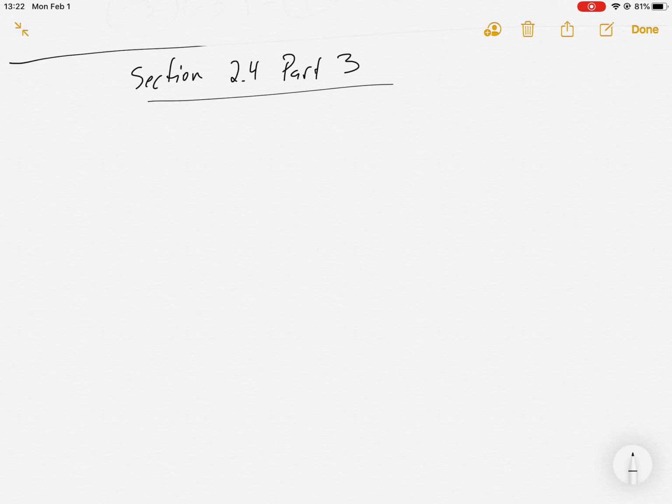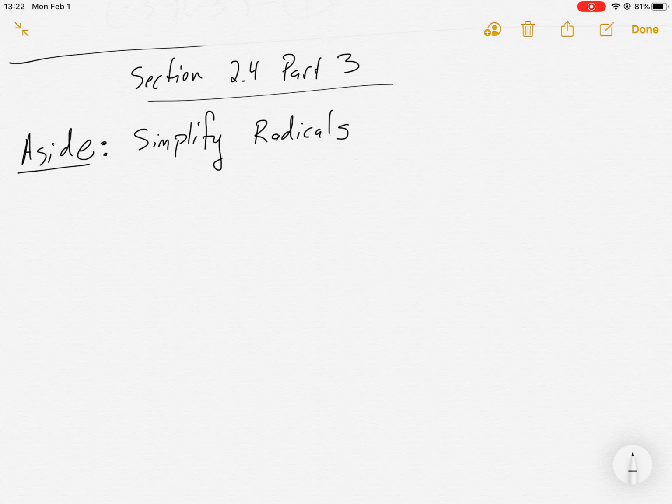In the last section of 2.4, as I mentioned previously, we will be discussing how the complex numbers are related to our initial discussion of polynomials. But first, I really need to take a little journey aside and remind you all of something. We talked previously a little bit about simplifying radicals, so square roots basically. But I want to remind you of that here and how that works with negative numbers.